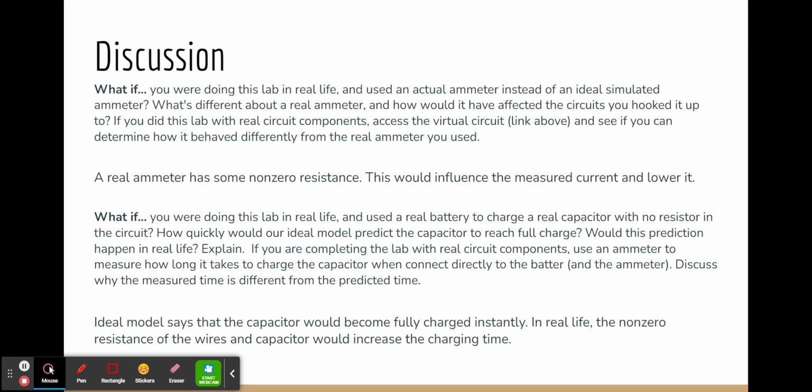Well, then it would be different. The real ammeter would have some non-zero resistance, and that would influence the measured current, and it would lower it.